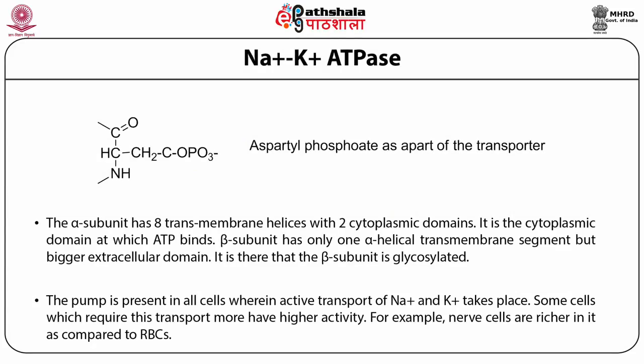The alpha subunit has 8 transmembrane helices with 2 cytoplasmic domains. It is the cytoplasmic domain at which ATP binds. The beta subunit has only 1 alpha helical transmembrane segment but a bigger extracellular domain. It is there that the beta subunit is glycosylated. The pump is present in all cells where an active transport of sodium and potassium takes place. Some cells which require this transport more have higher activity.